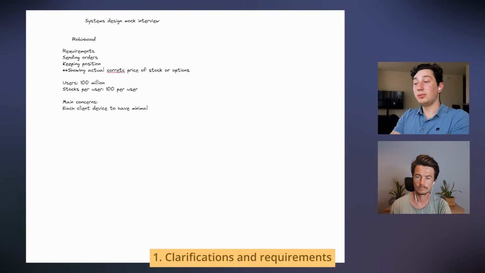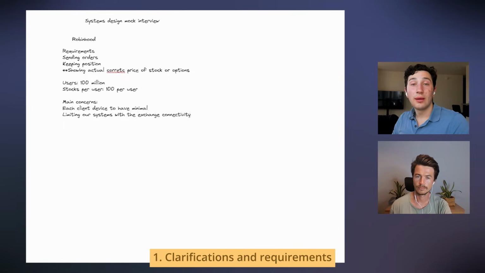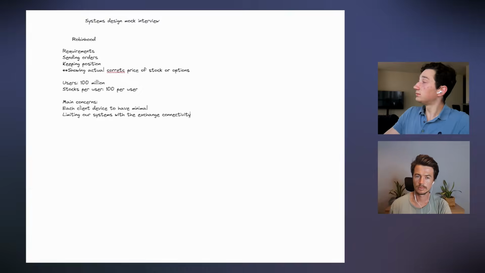And then also it would be great if we weren't connecting too many systems to the exchange, limiting our systems with the exchange connectivity. The reason being that you have to pay for that. And if we're Robinhood, we don't want to pay for too much of it. We don't want to be collecting too much data if we can avoid doing it and just keeping it within our system. So yeah, do you have any questions about just like a general design or anything?